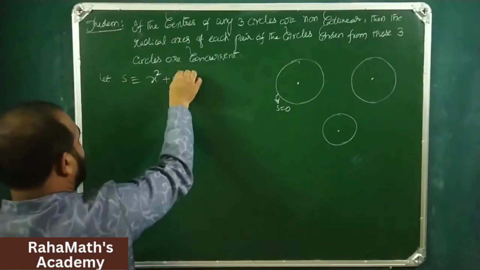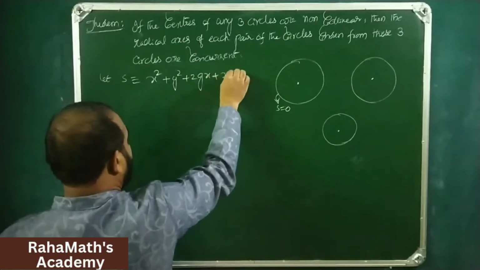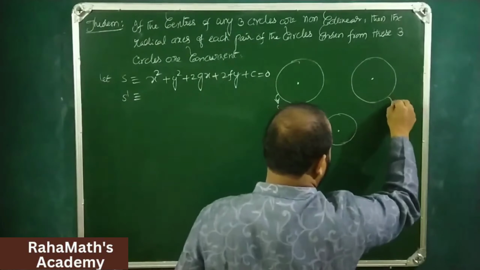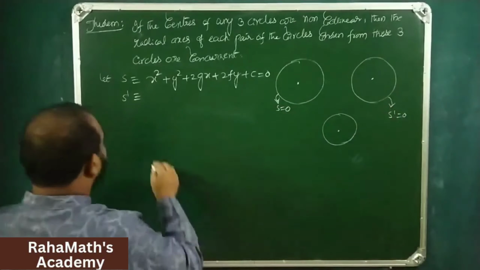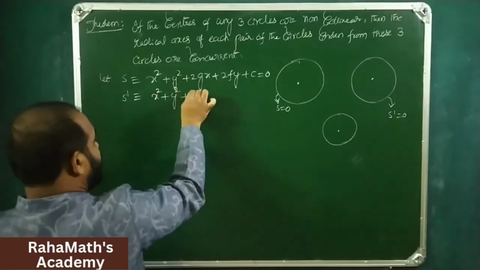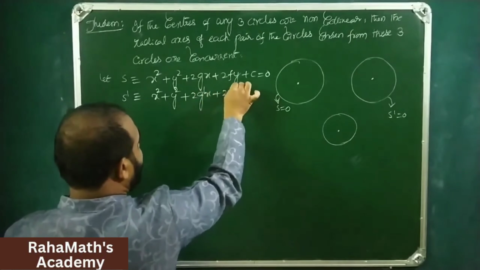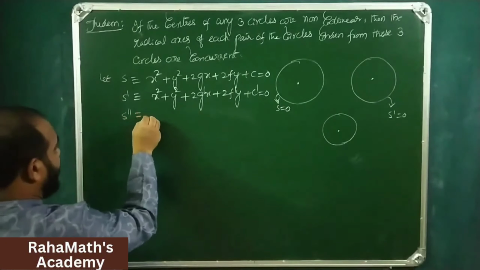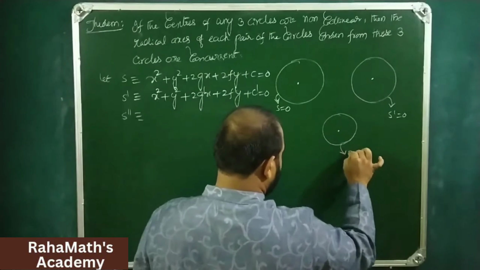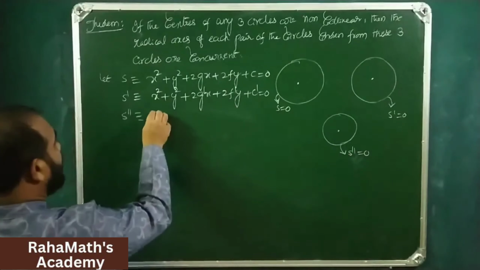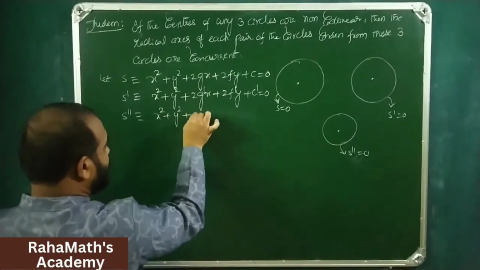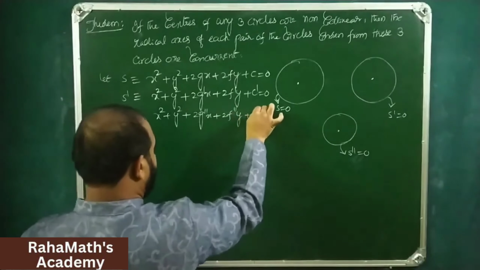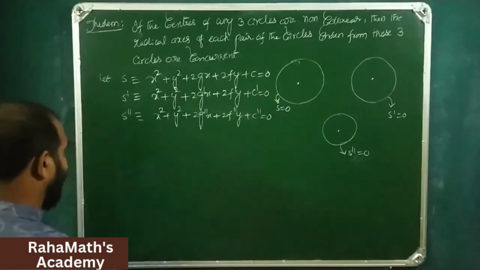Yes. Let one circle be S equals 0, that is x square plus y square plus 2gx plus 2fy plus c equals 0. S dash equals 0 is x square plus y square plus 2g dash x plus 2f dash y plus c dash equals 0. And S double dash equals 0 is x square plus y square plus 2g double dash x plus 2f double dash y plus c double dash equals 0.